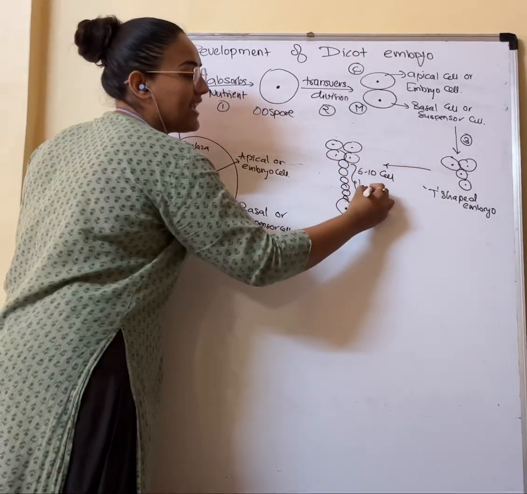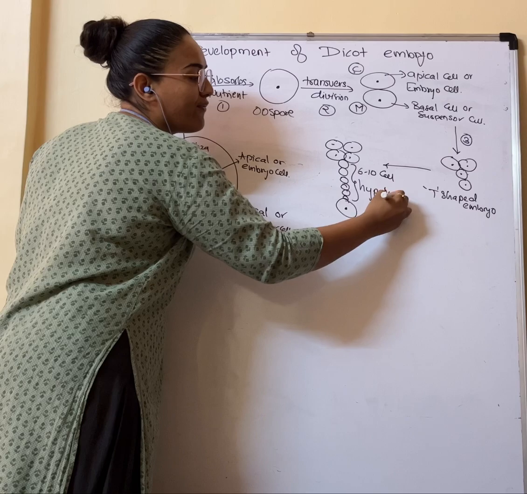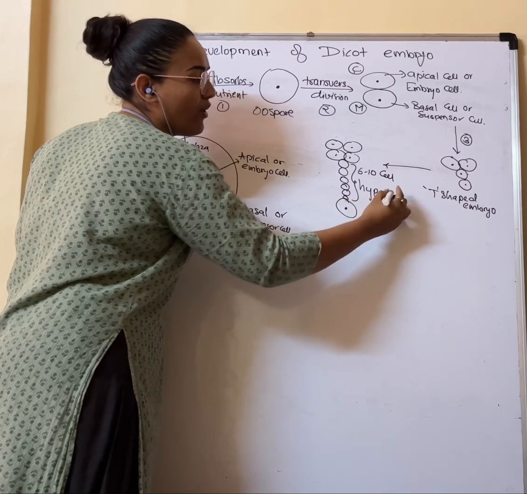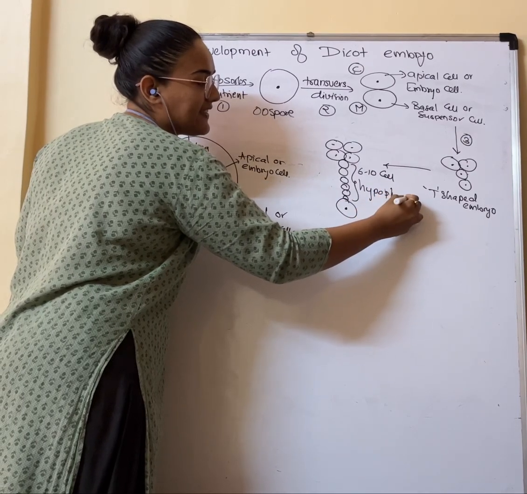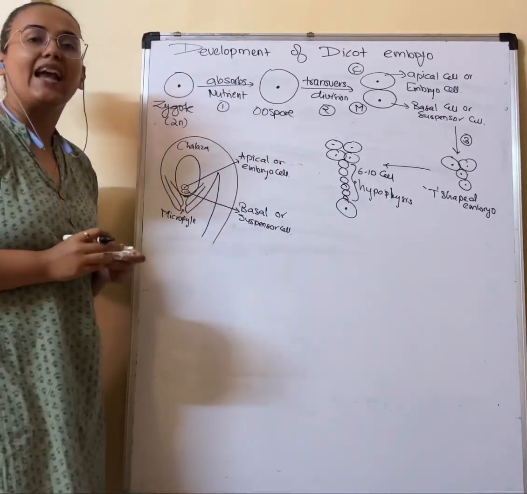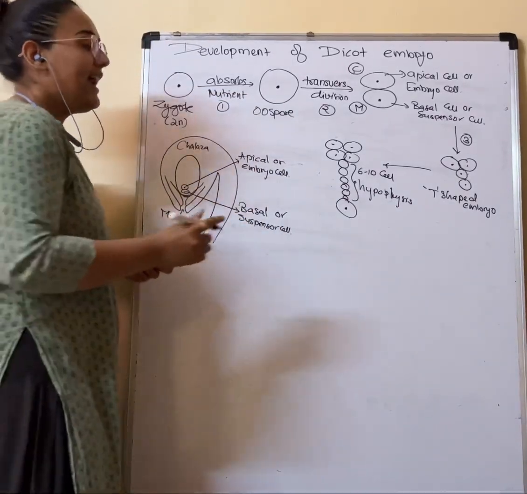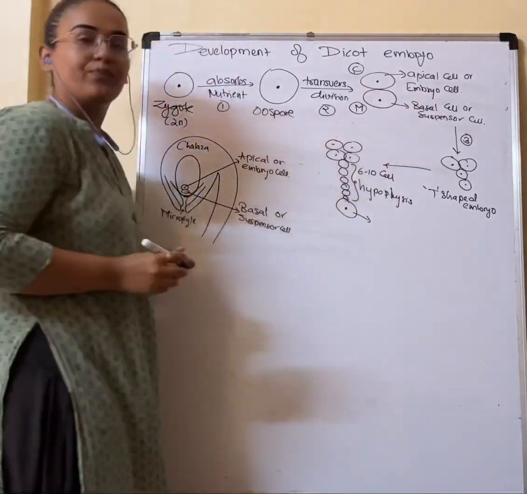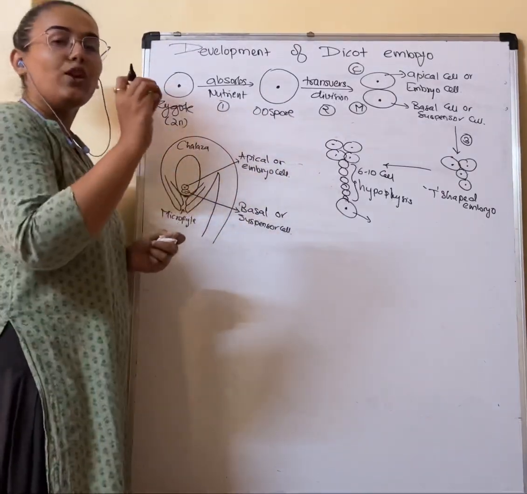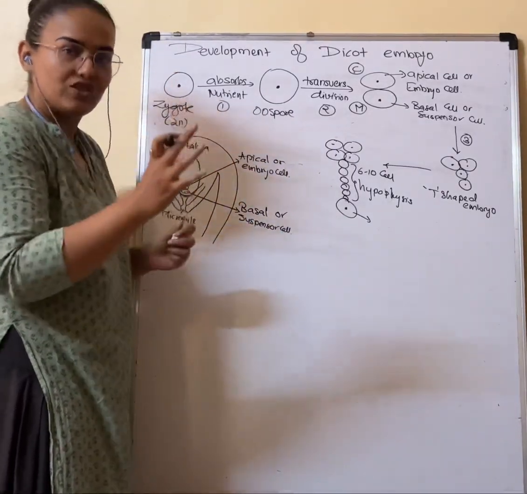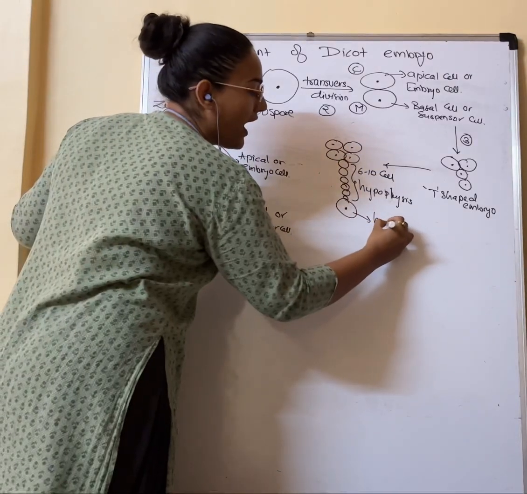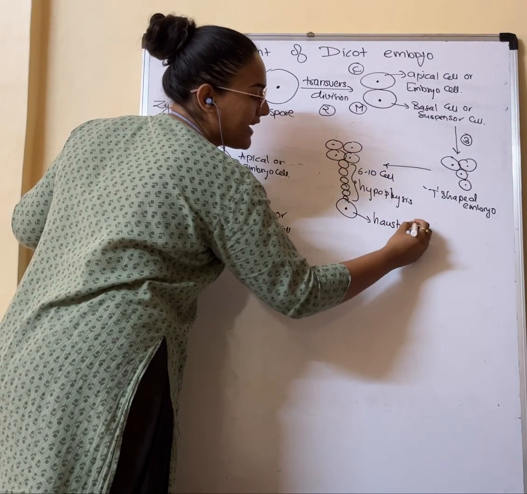And it is called the hypophysis. This is called the hypophysis. And the cell at the bottom, that means the last cell, will get swollen up, a bit bulged up, and it is called the hystrical cell.